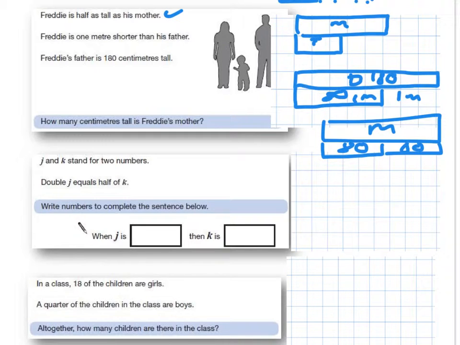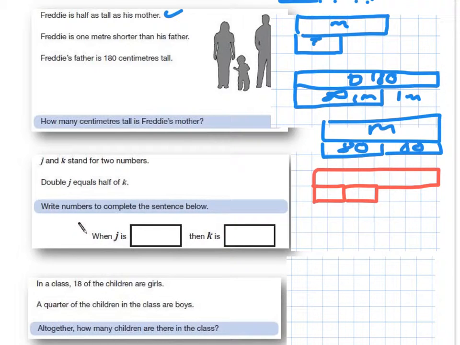Now this next one, again it seems a little bit confusing when you first look at it, but when you break it down it shouldn't be too tricky. It says J and K stand for 2 numbers, double J is half of K. I'm going to try and work out what that means. So if I've got J doubled, so double J, so that's 2 J's, that is half of K.